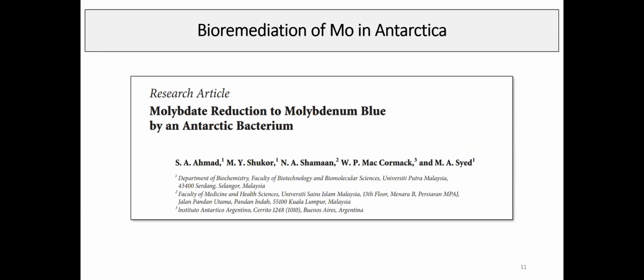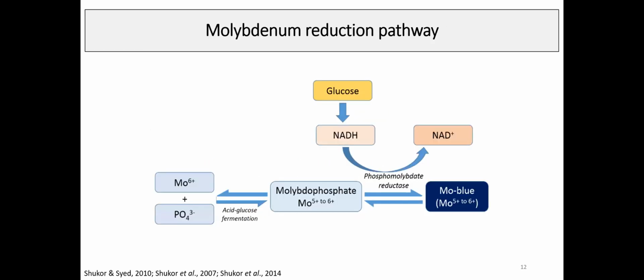For the bioremediation of molybdenum, especially in the Antarctic region, there has been only one report, which used Antarctic soil bacteria by Ahmad in 2013. Bioremediation of molybdenum uses the reduction pathway, in which molybdenum is reduced by an enzyme called phosphomolybdate reductase to a compound, Mo-blue.